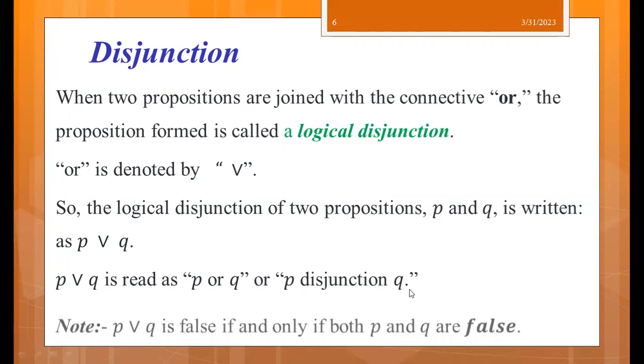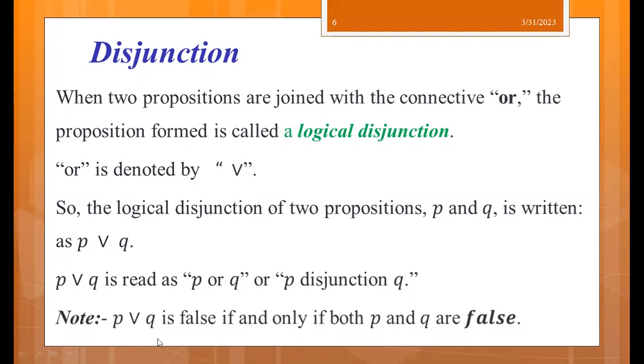When we go to their truth values, the truth value of the logical disjunction, that is P or Q, is said to be false if and only if both the component statements P and Q are false at the same time. But if either of the two, or both, of the component statements are true, then the logical disjunction P or Q will have a truth value which is true.